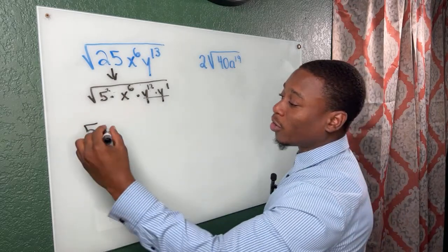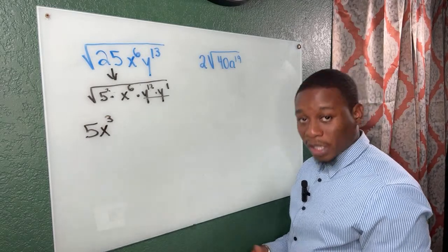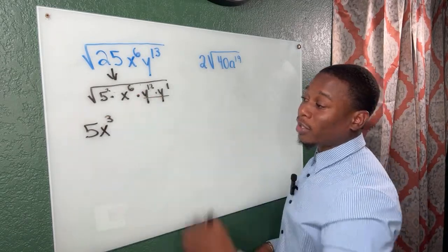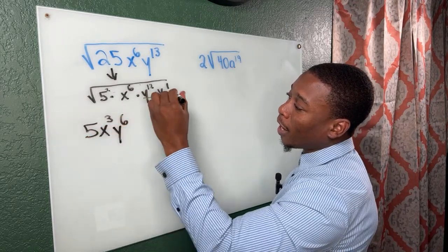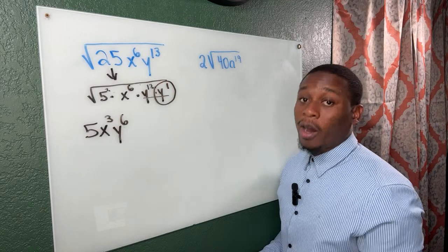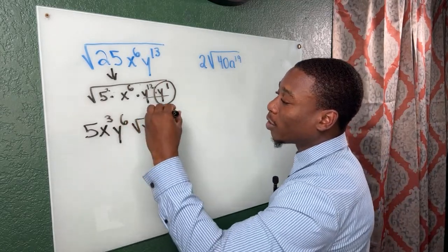X to the 6 turns into x to the 3rd. We're dividing those exponents. See how many pairs of 2 we could get from x to the 6. Then y to the 12th turns into y to the 6. And that lone odd exponent now just stays under the radical by itself.